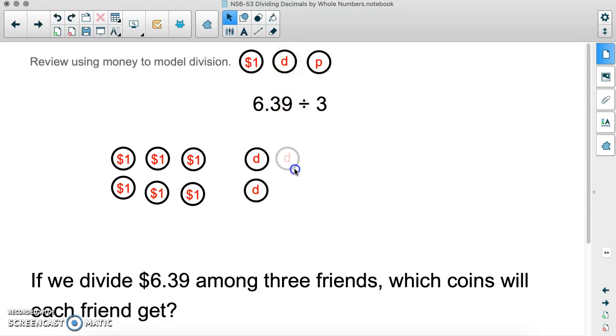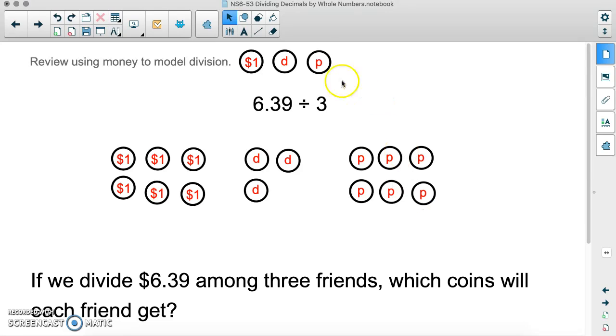Each dime represents a tenth. And then I have 9 hundredths, so I'm going to need 9 pennies. Again, realizing that pennies don't exist anymore, but we are going to use them for this example just so we can see how this works. So there's 6, 7, 8, 9. Oops. So this here is showing $6.39. So if we divide $6.39 among 3 friends, which coins will each friend get?